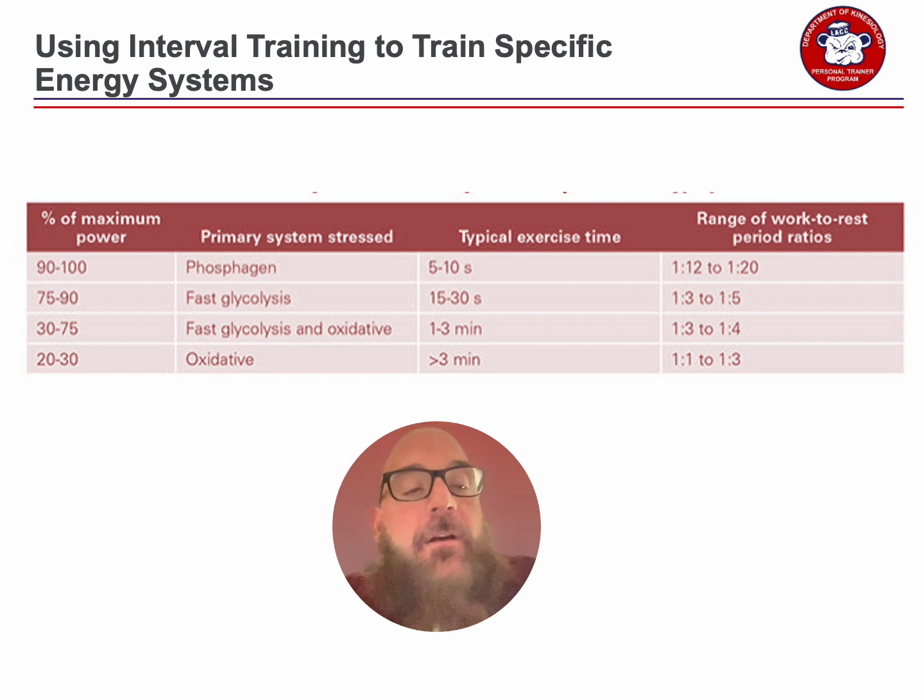If you want to train the fast glycolysis, the typical exercise time is going to be 15 to 30 seconds, and you're going to have a work to rest ratio of 1 to 3 to 1 to 5. Fast glycolysis oxidative, 1 to 3 minutes, 1 to 3 or 1 to 4. And then the oxidative system is going to be a little bit closer, like a 1 to 1. It's going to be greater. So your work to rest is going to be equal, 1 to 1, or you're going to get 1 to 3.